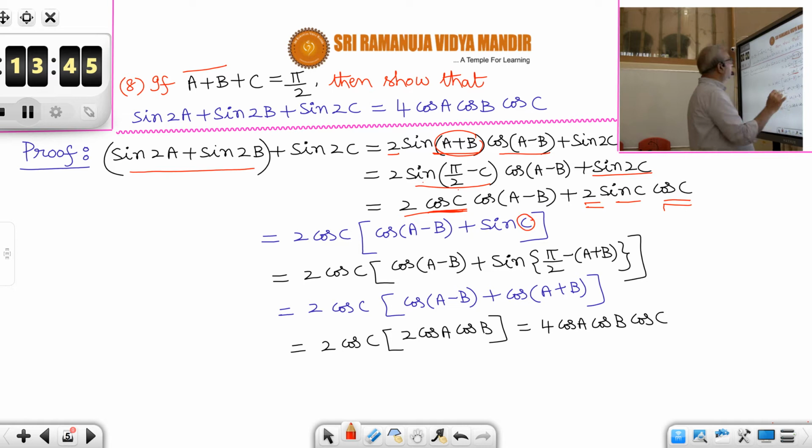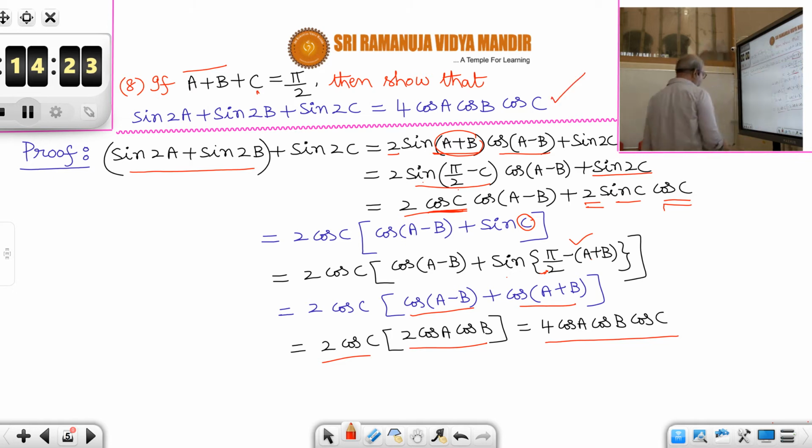This c, how do you write it? C is equal to pi by 2 minus a plus b. That is what is happening in the next step. In place of c, pi by 2 minus a plus b. No other changes. What is sin 90 minus theta? Cos theta. So in the next step this becomes cos a plus b. So in the bracket what is there now? Cos a minus b plus cos a plus b. Cos plus sin plus cos minus sin. Sin gets cancelled. Cos will add up. 2 cos a cos b. So 2 cos c. So therefore 4 cos a cos b cos c. That is the right hand side. So 8th one is proved.